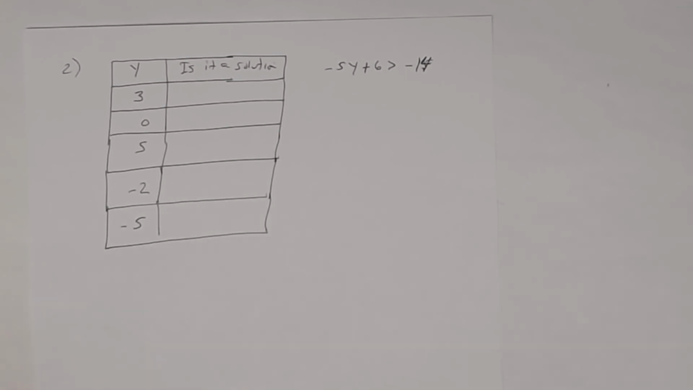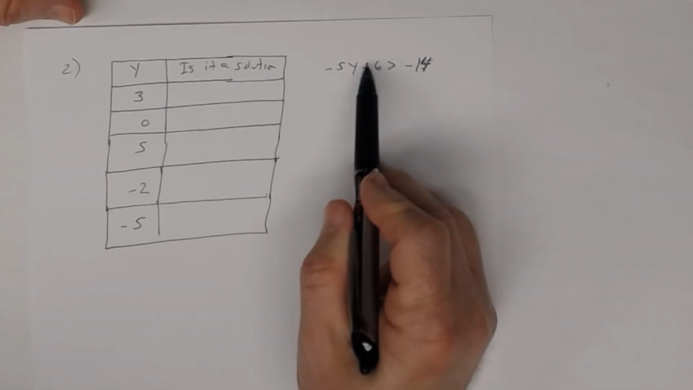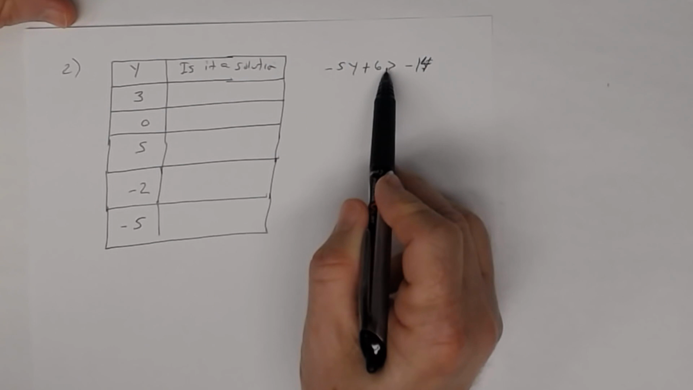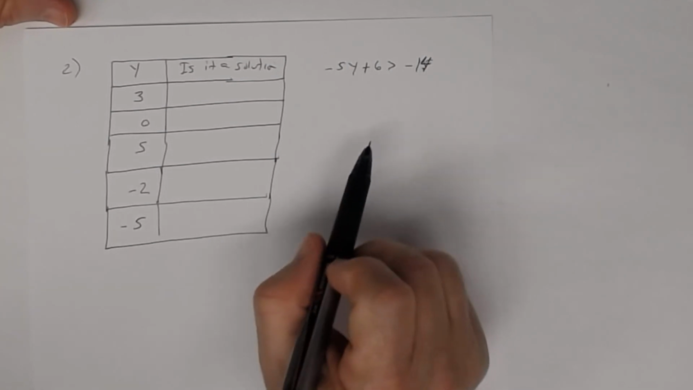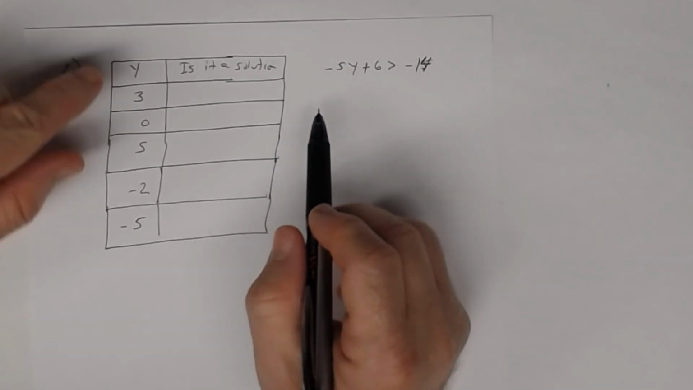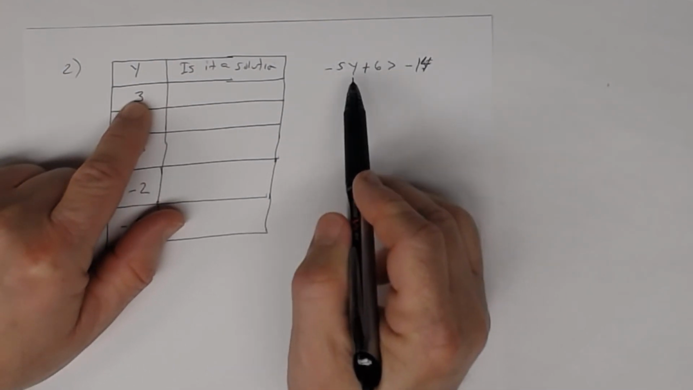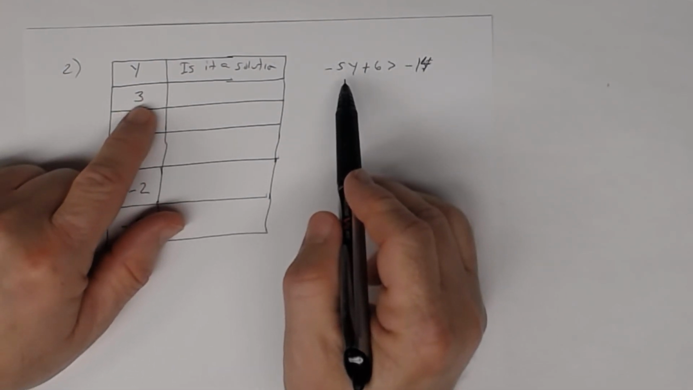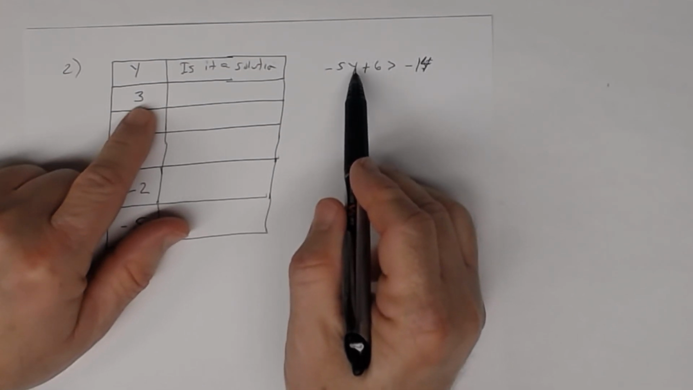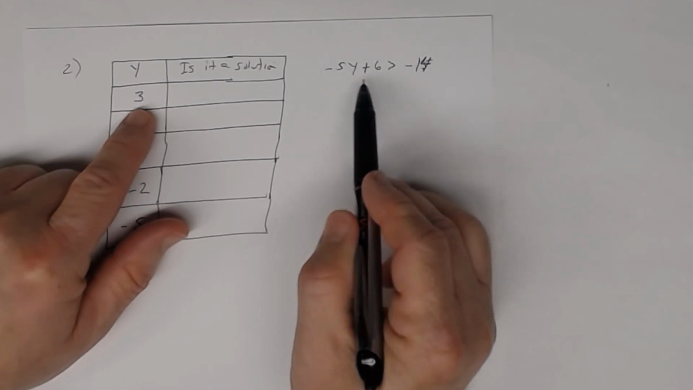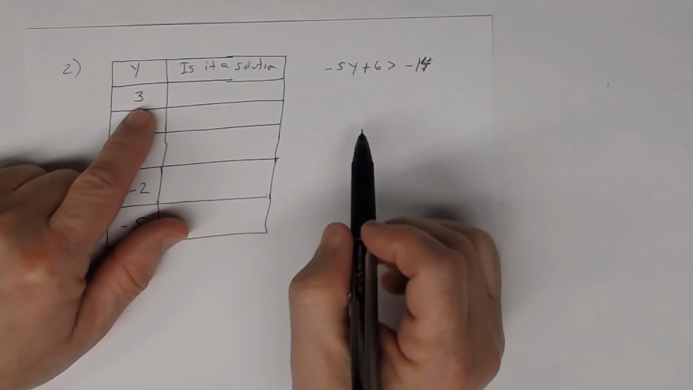All right, let's look at number 2. So this time you have the inequality -5y + 6 > -14. And you want to see if 3 is a solution to this inequality. To determine if 3 is a solution, you're going to substitute 3 in place of y, and you're going to see whether this inequality is a true statement or not.